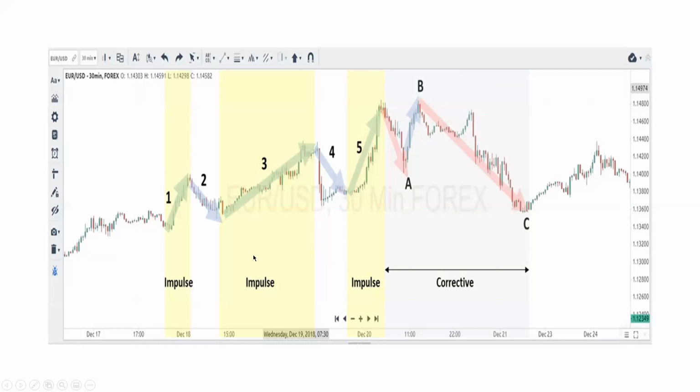Again, I'm trying not to get too in depth and get you too in the weeds here, trying to keep it as simple as possible. But you do have sub waves within the impulse waves. You have sub waves within the corrective waves as well. But again, just focusing on the bigger picture here, this is ideally what you're looking for.